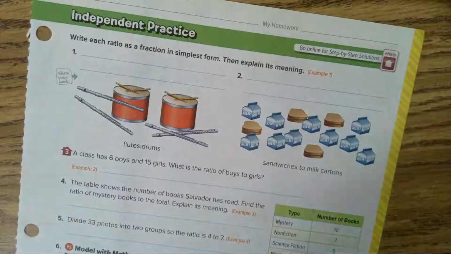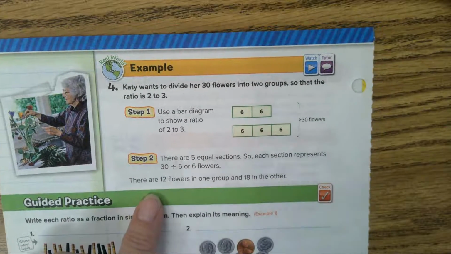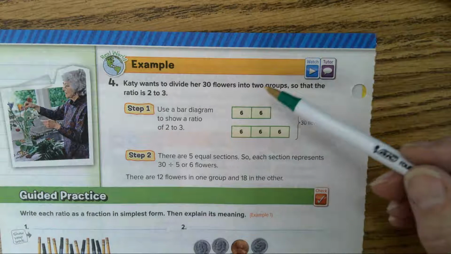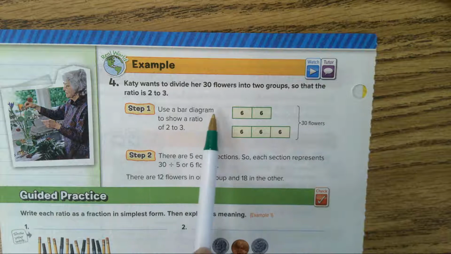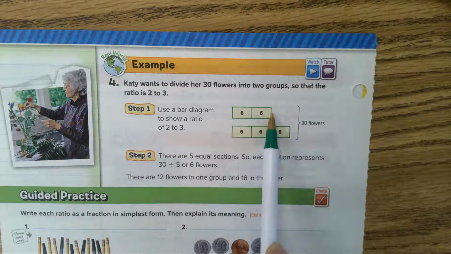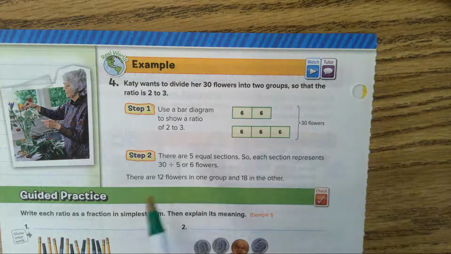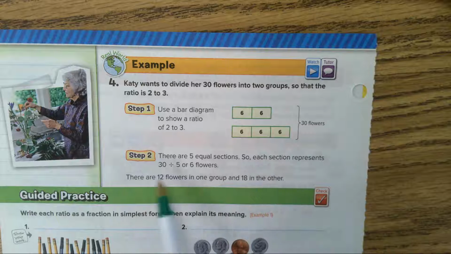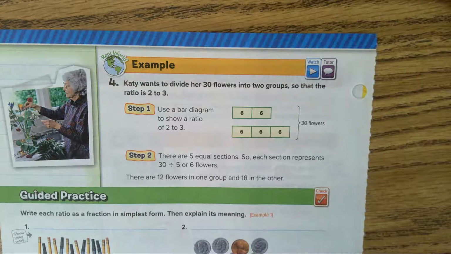Once again, if you're listening to this, you can always pause my video and get caught up. All right, problem number 4. In example 4, Kayla wants to divide her 30 flowers into 2 groups so that the ratio is 2 to 3. It says step 1, use a bar diagram to show a ratio. All right, so if we have 2 6s here and 3 6s there, it equals 30 flowers. Okay, there are 5 equal sections, so each section represents 30 divided by 5, or 6 flowers. It says there are 12 flowers in one group and 18 in the other group.